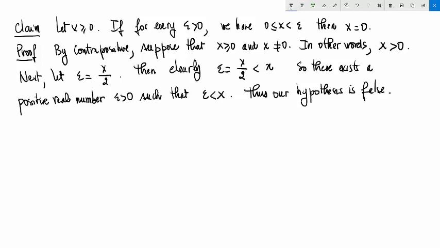Okay, so remember that the negation of "for every epsilon greater than 0, we have 0 is less than or equal to x, which is less than epsilon" is that there exists some epsilon such that the inequality doesn't hold. And we have just proved that.